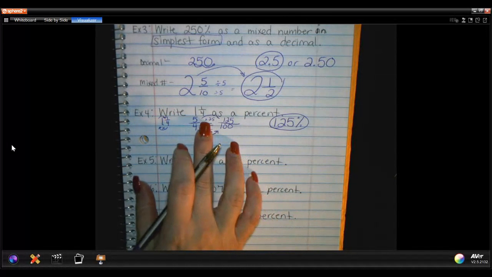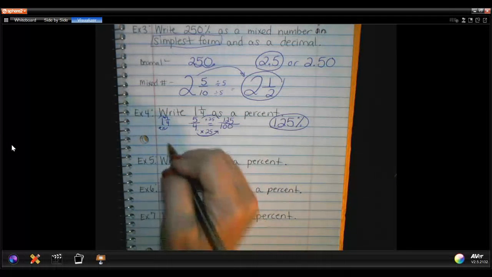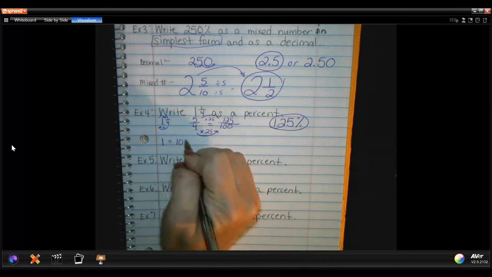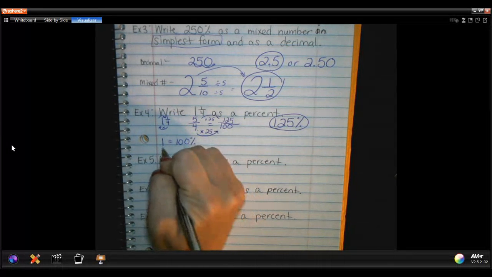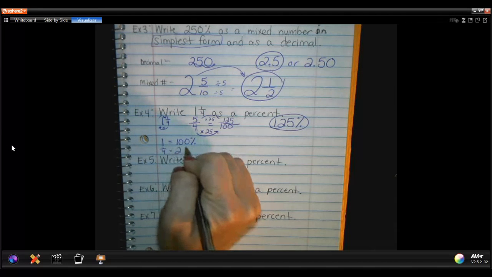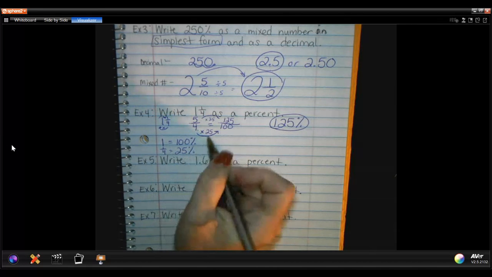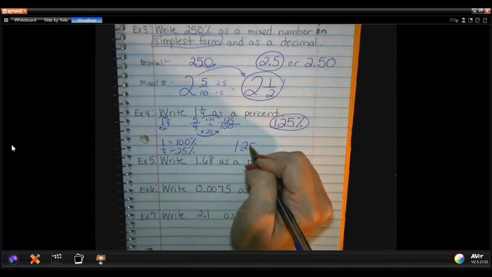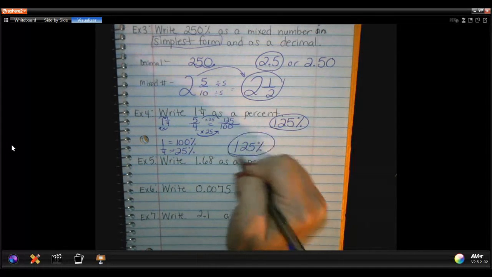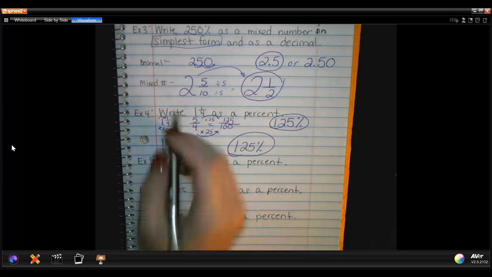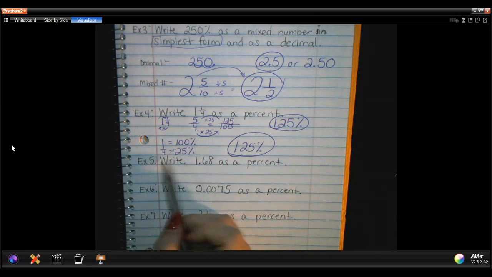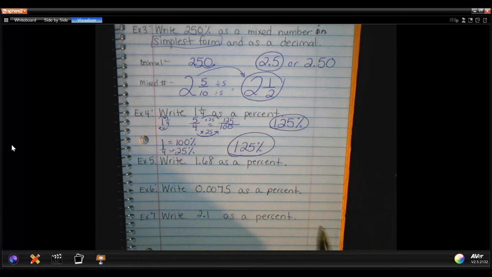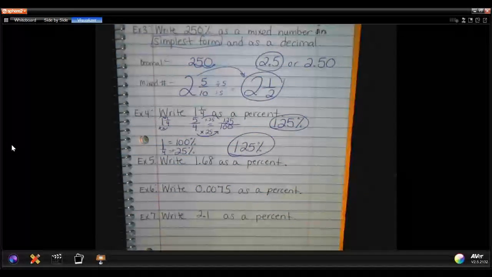Now, if you know what these two numbers are equivalent to, you could do that as well. So for example, I would have made this a little easier and I would have said, okay, 1 equals 100%, and 1/4 I know equals 25%. So if I add 100 plus 25, I still get 125%. So if you know some of those benchmark numbers, fractions you should know, go ahead and do that as well, to make it easier for yourself.